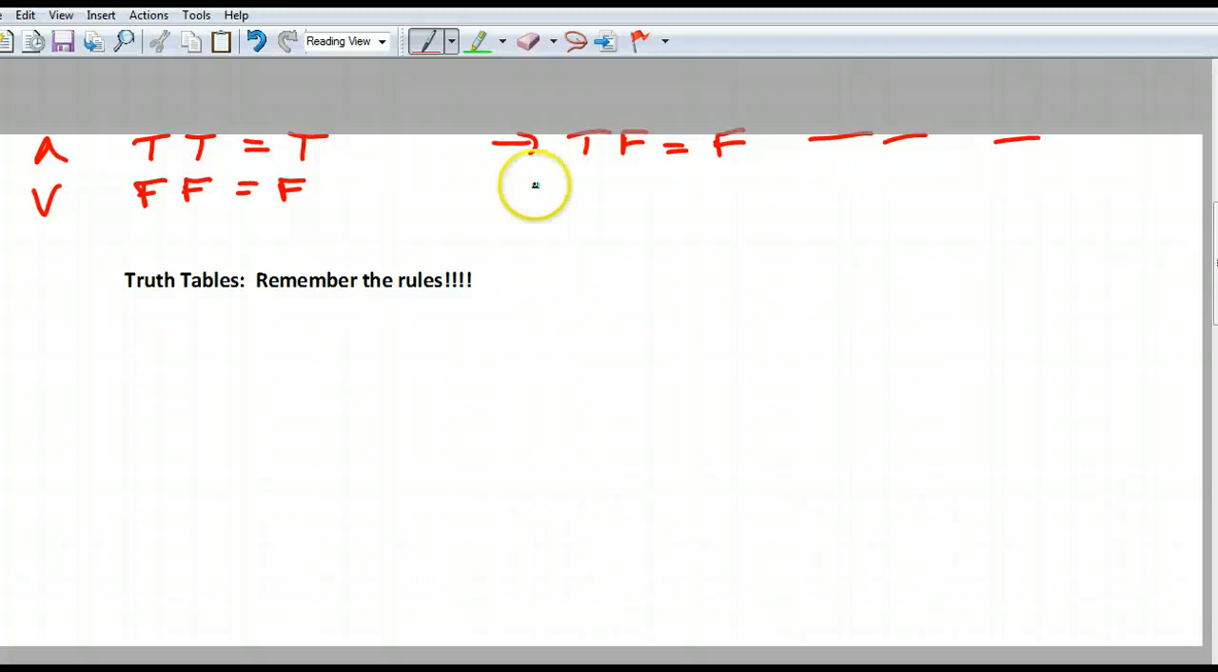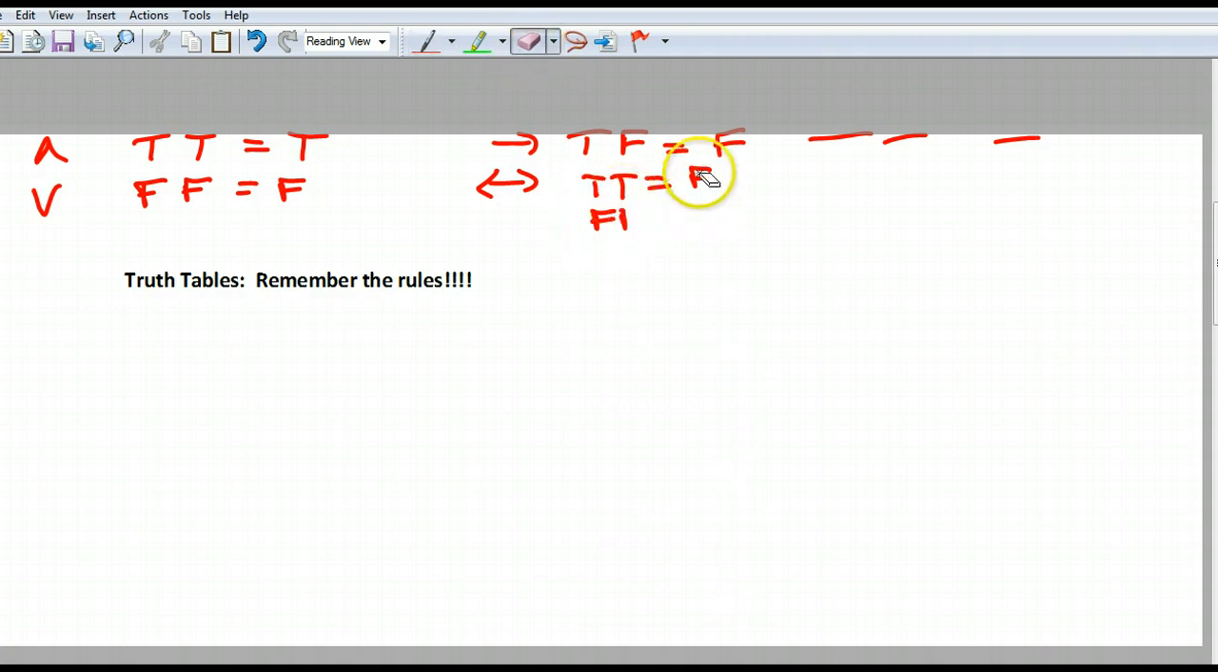Okay, and then this one is what? What are the rules for this? A true equals a true. And a false equals, oh, sorry, I already wrote that wrong. A true equals a true, and a false equals a true. Okay?